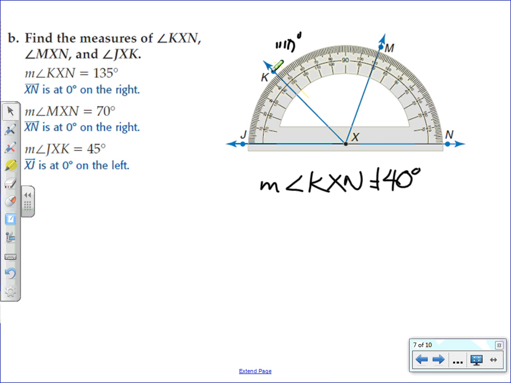What if we looked at, I'm going to erase this. What if we looked at the measure of, what's the next one? MXN. We're looking at this one right here, okay? We would start measuring here at 0, and we'd count up 10, 20, 30, 40, 50, 60, 70. So the measure of angle MXN equals 70 degrees.